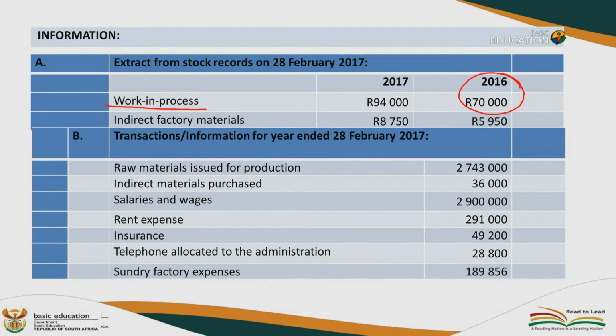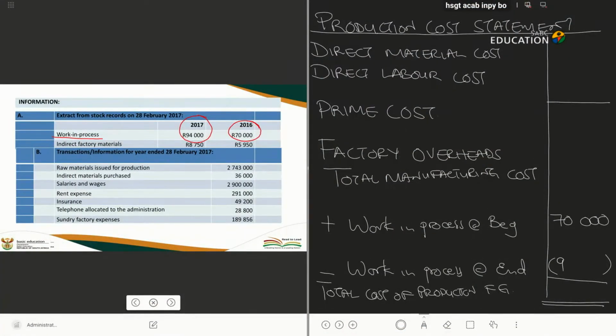So it's going to be how much? 70,000. So it's your work in process at the beginning, 70. You can bring it here already. All right? It's easy. It's already given. And your work in process at the end, how much is it, boys and girls? 94,000. So you come in here, you're now saying, my work in process at the end is 94. All right. This is simple. So that means I've already dealt with this particular information. I know where it has to go.